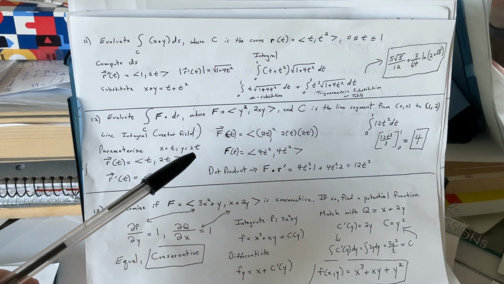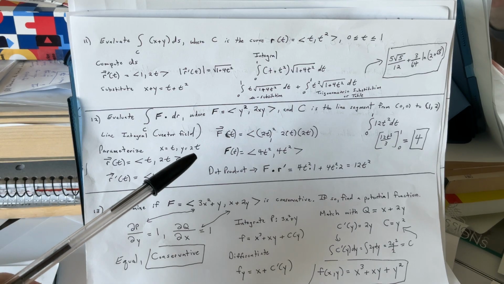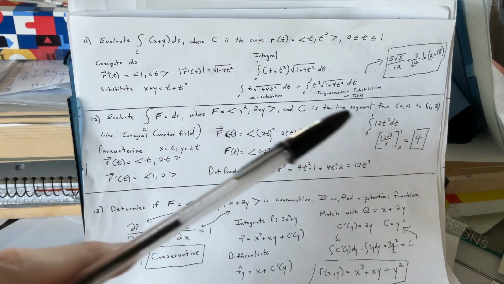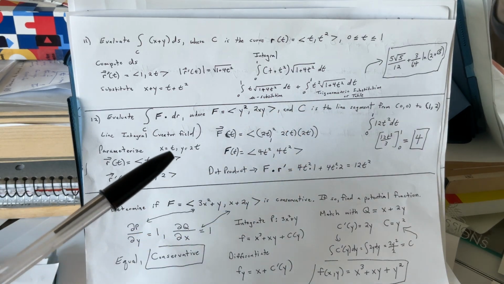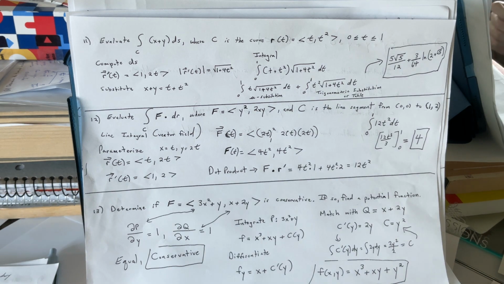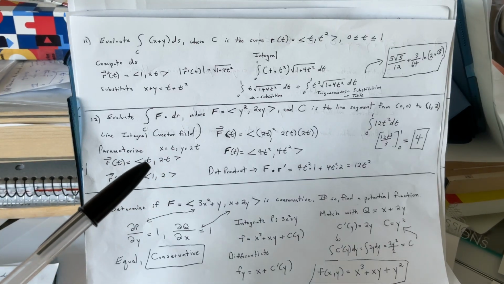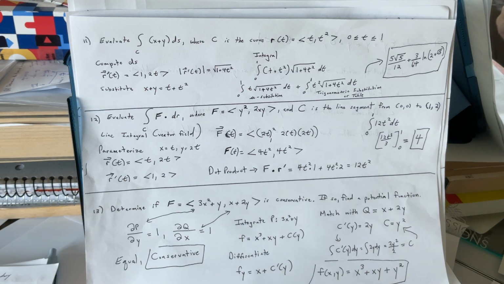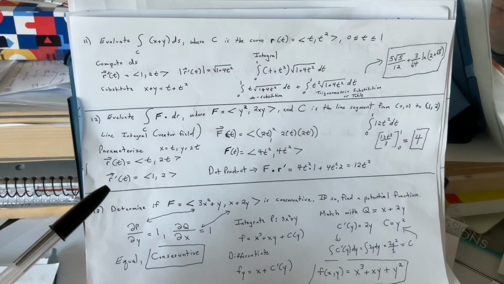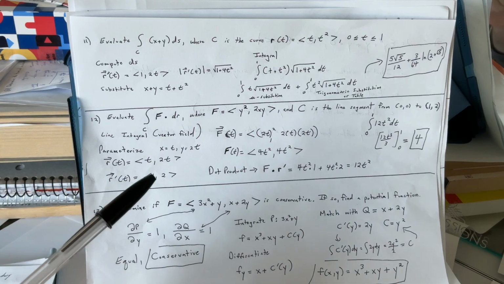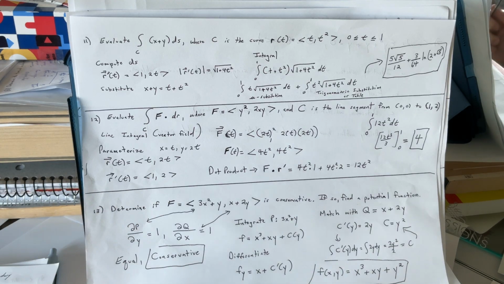Let x equals t, y equals 2t. Think about how we derive that from up here. We want x in terms of t and y in terms of t. Now r of t then has components t for x and 2t for y. Again, take the derivative, and you're going to get 1, 2.